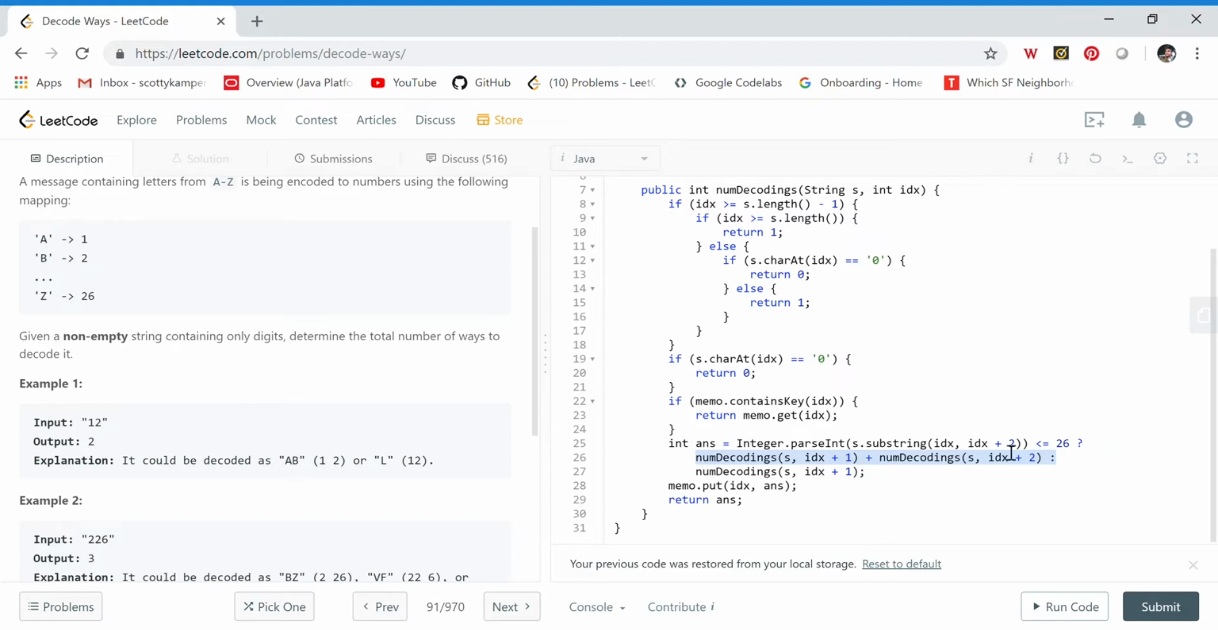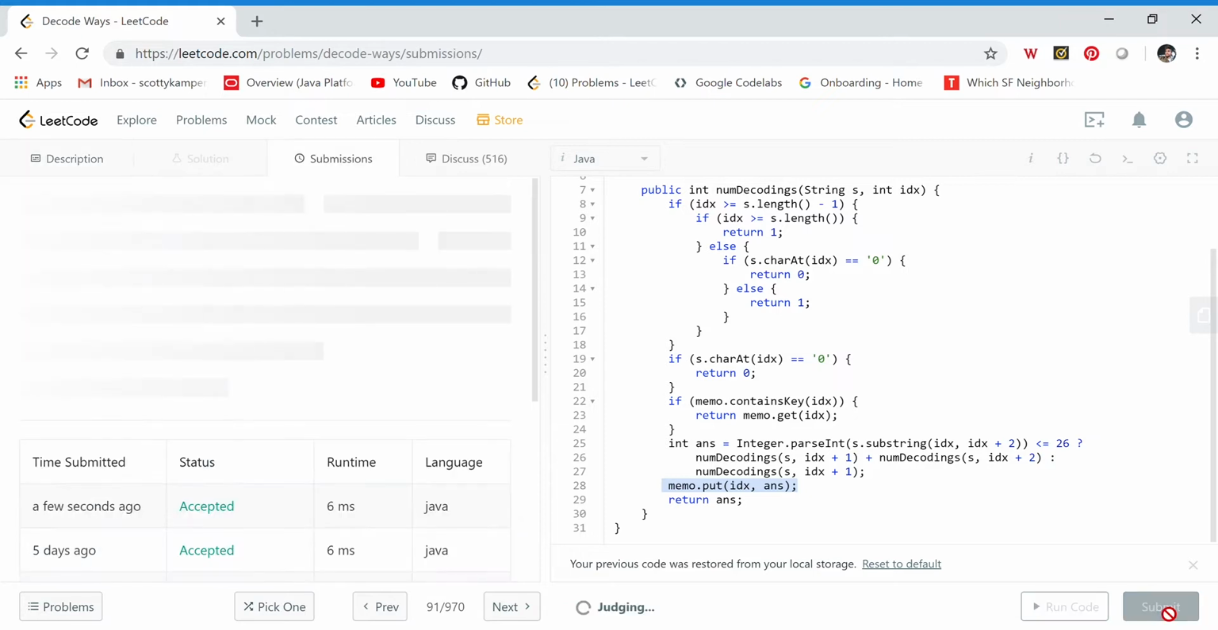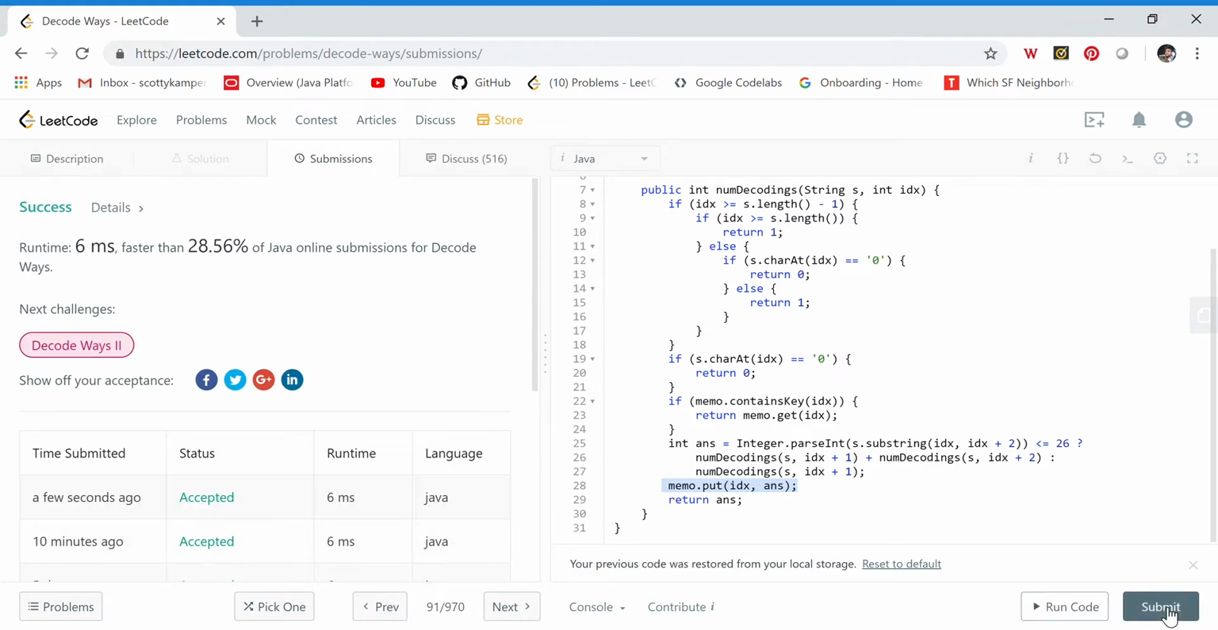Okay. If it's greater than 26, then we can only take the index. We can only interpret the character at the index. So it's just the number of ways to decode from index plus 1. Once we compute the answer, we just put it in our memo to make sure we don't recompute it, and we return the answer. Alright, so it works. So that's it for this one.